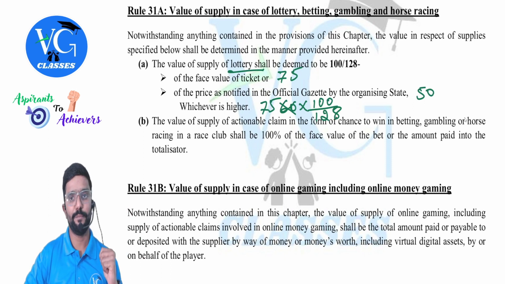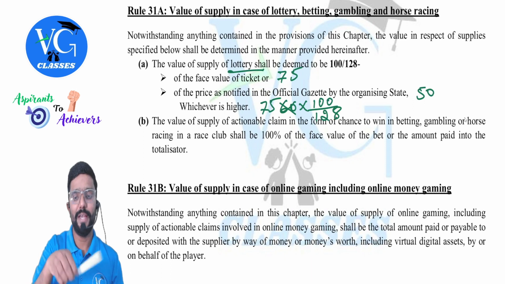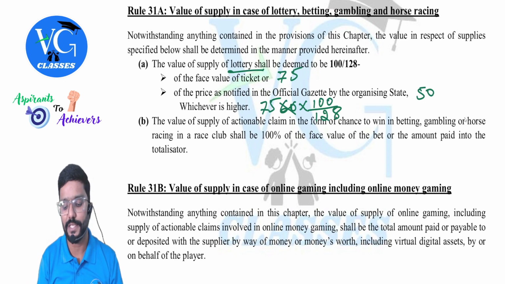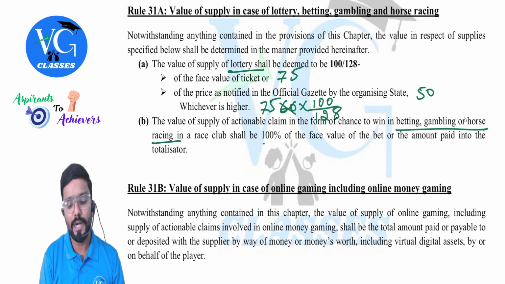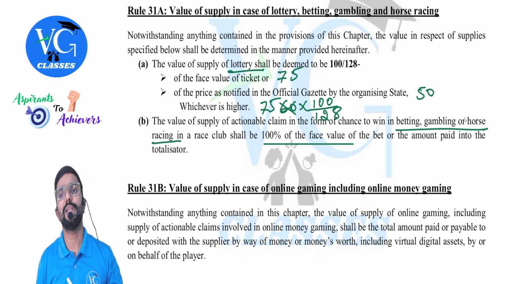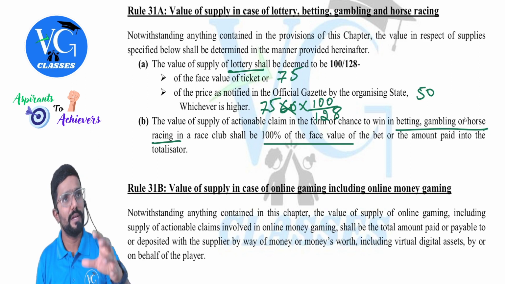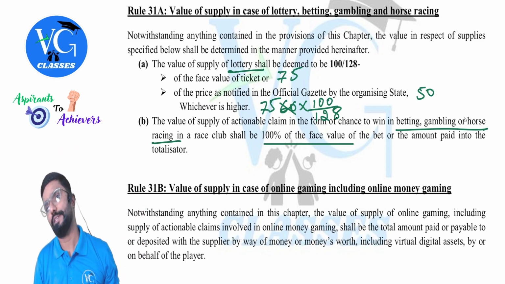Okay. Next one, B. The value of supply of actionable claim in the form of chance to win in betting, gambling, or horse racing in a race club shall be 100% of the face value of the bet or the amount paid into a totalizator. Totalizator is a device which will record how much money has been bet on each horse, guys.